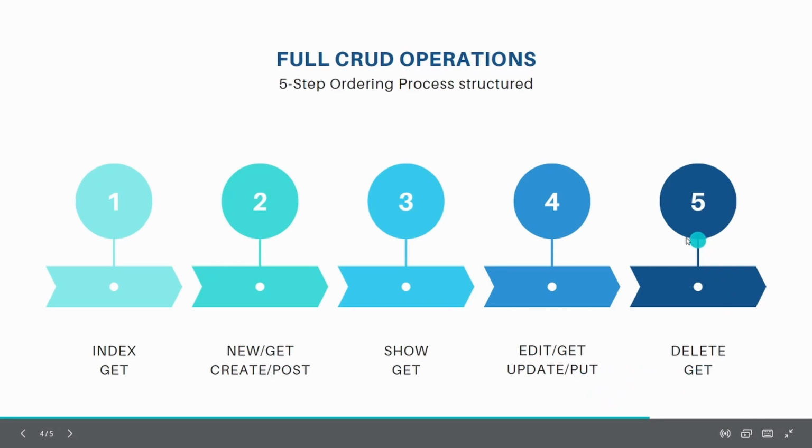Okay, and the last step of the CRUD operation is the delete method. Okay, we only work with get because we just need to get rid of an item, a description or something. We don't need to update it or render something. We just need to get rid of it, delete or remove it from our list, okay?